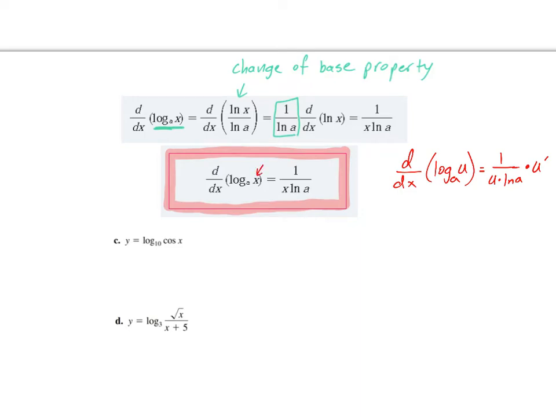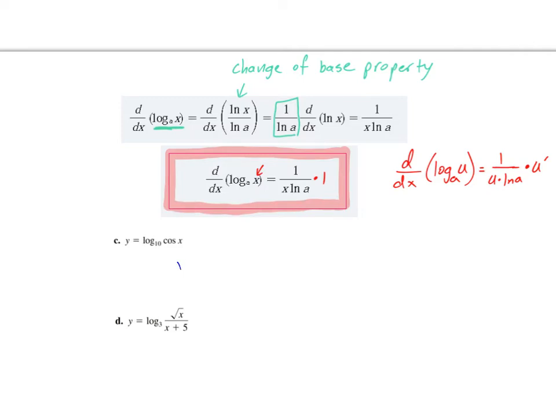In this case, if it is x, if we're multiplying by that derivative, we're just multiplying by 1. All right? So let's look at that in an example. Example C here has log base 10 of cosine of x. So it's a perfect segue, a perfect connection to the red formula that I just showed. So there's our formula.